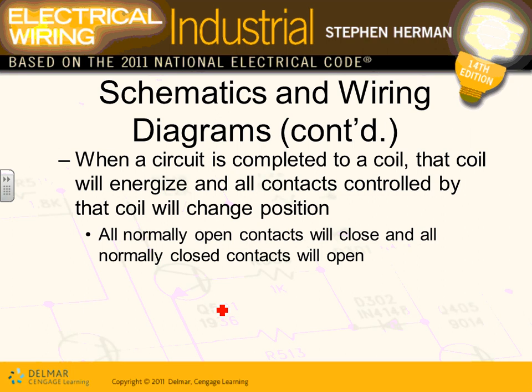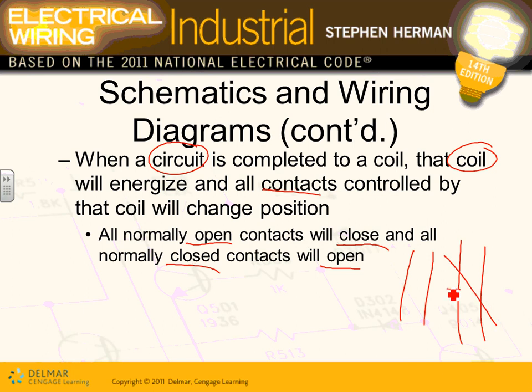When you bring power to a coil and energize it, the contacts will change positions. The ones that were open will close, and the ones that were closed will open. So here are two contacts. These are under normal condition, guys. When you energize the coil here, meaning you put a voltage here, they change position. This becomes closed, and this will open.